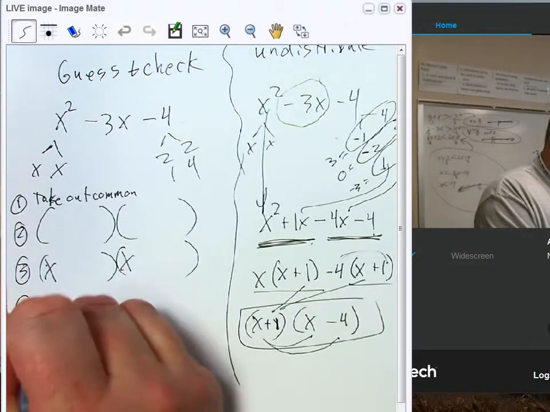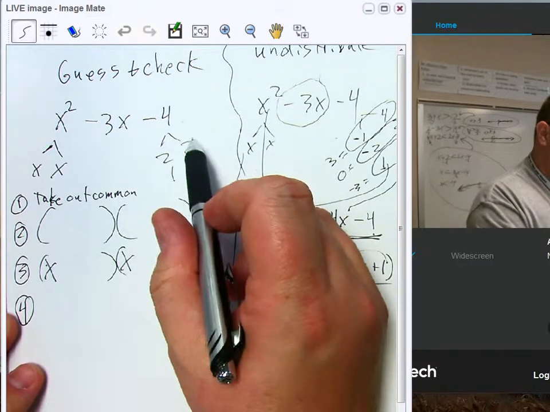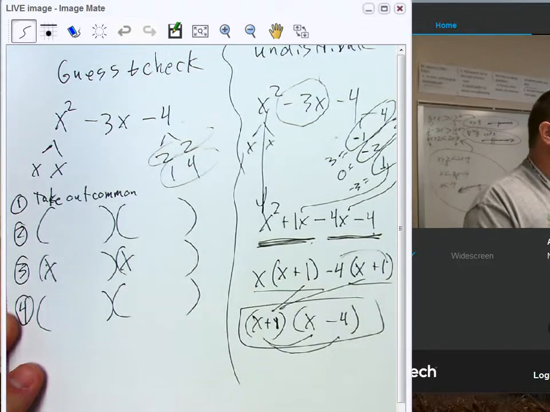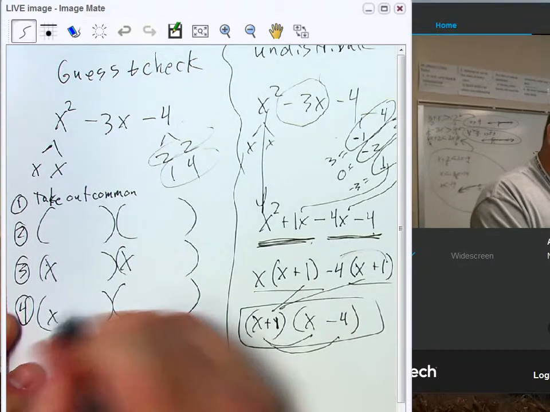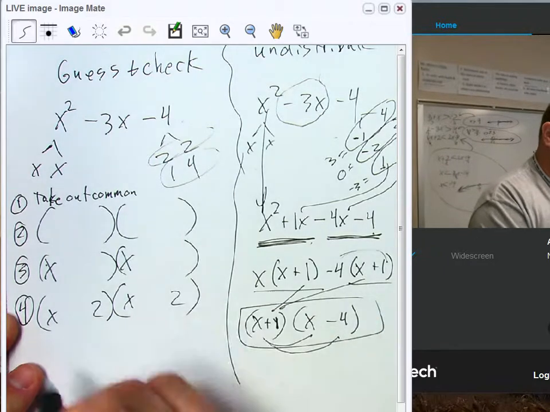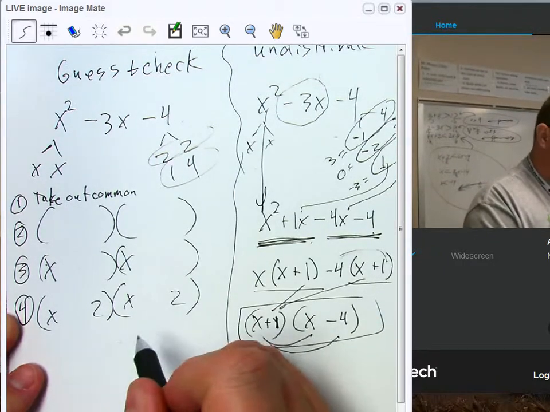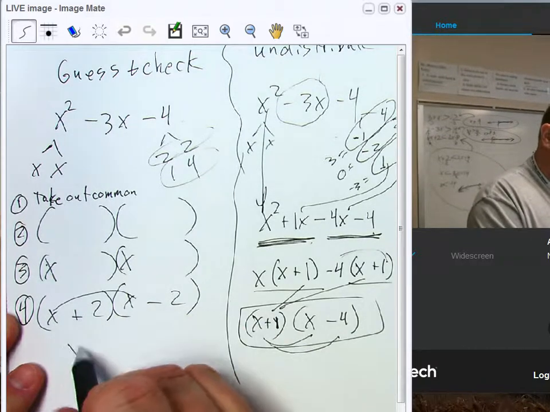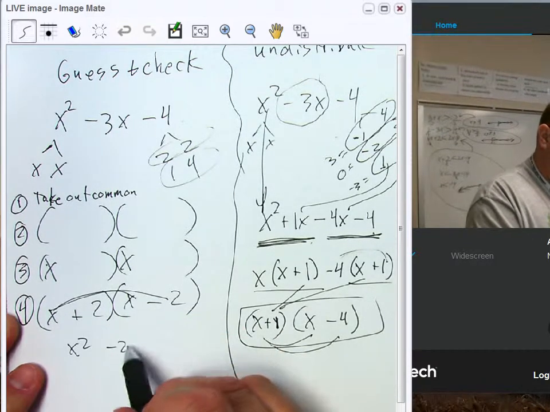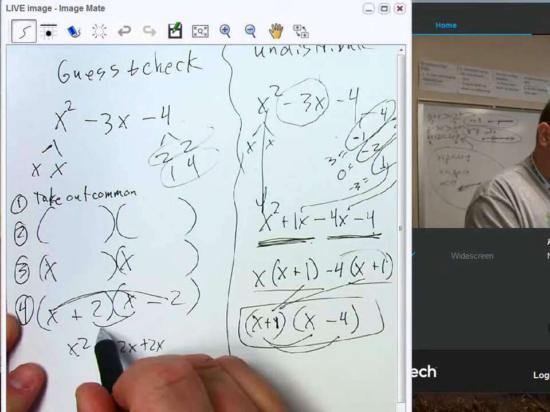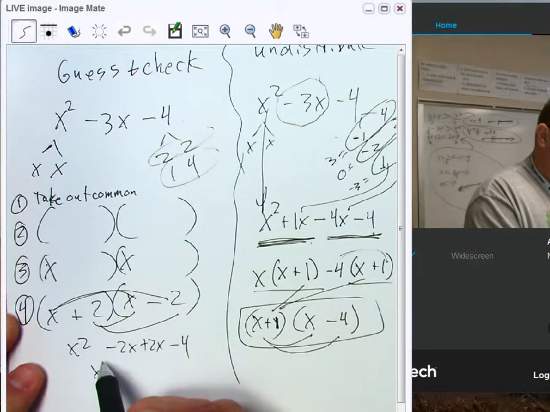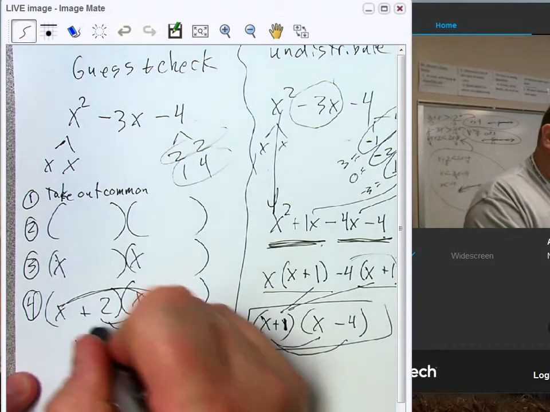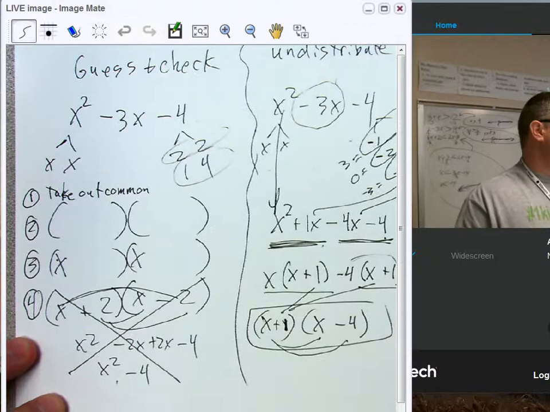Now, what do I put next? Which one do you want to go, 2 and 2 or 4 and 1? Okay, he wants to guess 2 and 2, right? If he guesses 2 and 2, then what kind of signs do you want to go with? Positive and negative, so let's check it. X squared, negative 2x, plus 2x, negative 4. Uh-oh. Did that work? It did not. So when we guessed, we had to check, but it didn't work.